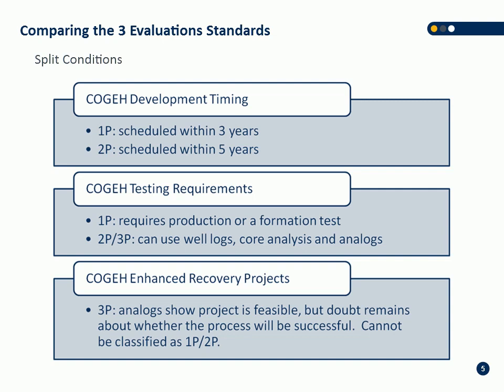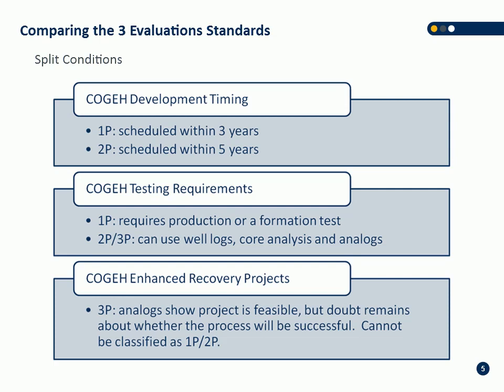Testing requirements: 1P. So for proved reserves, proved undeveloped reserves, you have to have a test in the production or formation. 2P, 3P, you can use analogs that have shown evidence of productive rates. So again, it's a difference of conditions or hurdles to assign 1P versus 2P or 3P reserves. Enhanced recovery projects, 3P analogs, as long as you can show that the project is feasible, you can assign possible reserves, but you might not necessarily have 1P and 2P reserves.